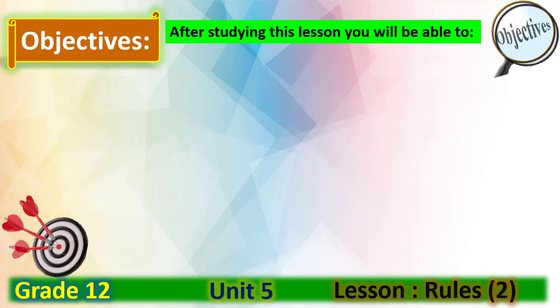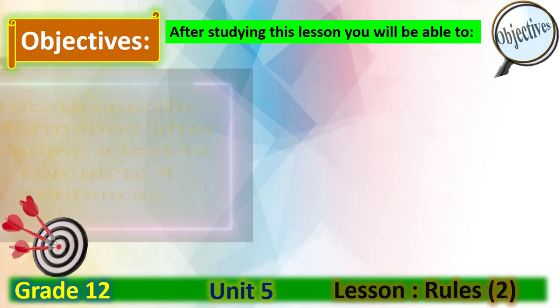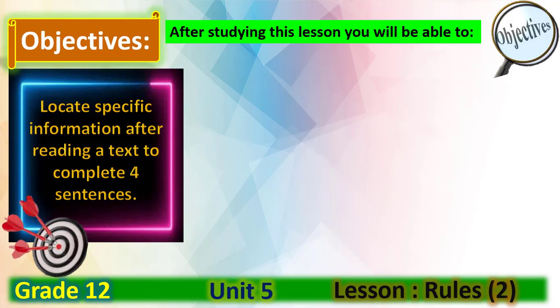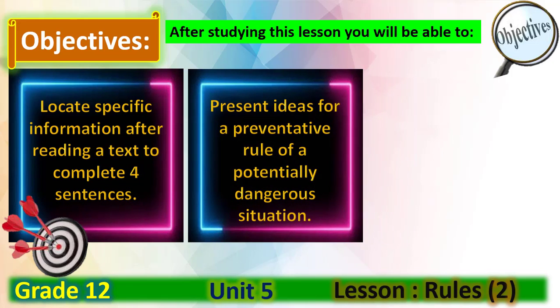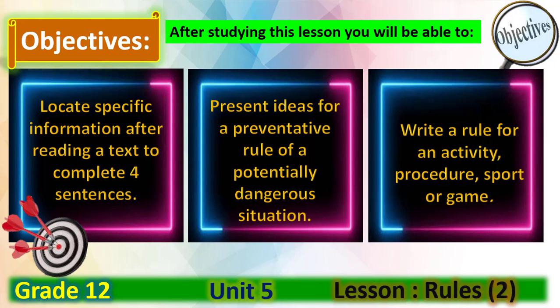Let's start with the objectives of today's lesson. After studying this lesson, you will be able to locate specific information after reading a text to complete 4 sentences, present ideas for a prevention rule of a potentially dangerous situation, and write a rule for an activity, procedure, sport, or game.